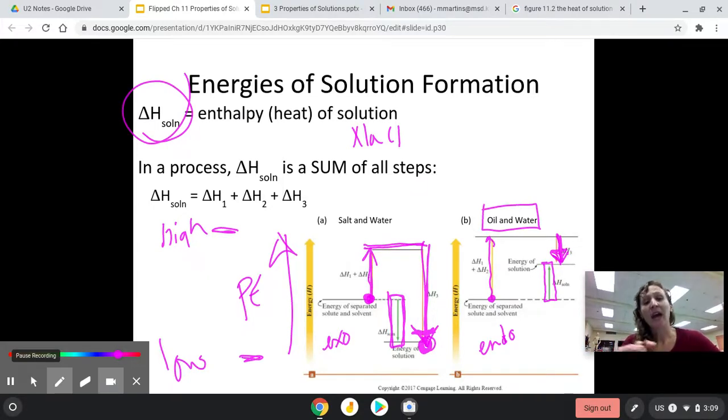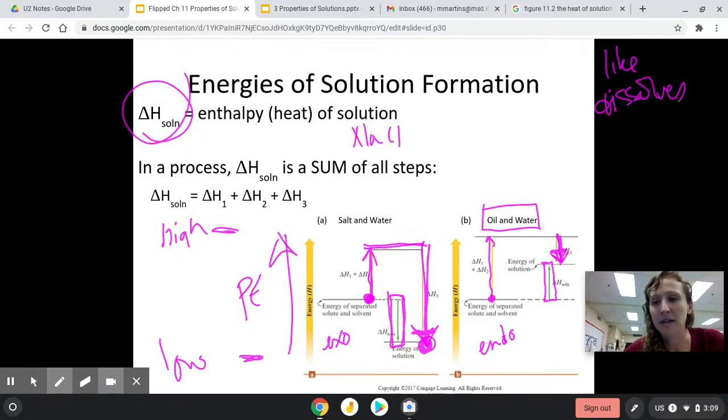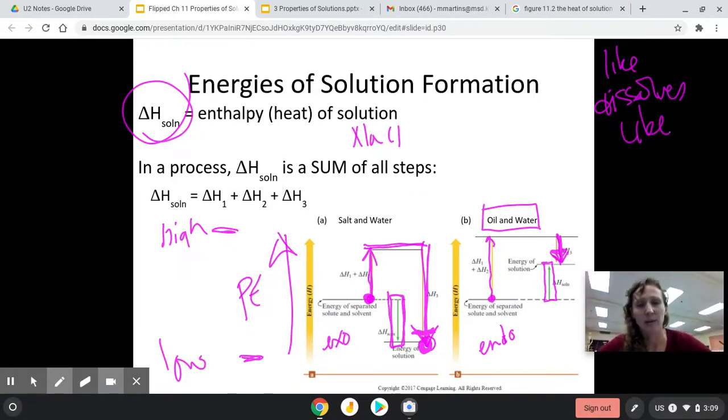Okay, so we have this idea of the heat changing through a reaction, of these solutions forming or not forming. But the guiding principle always goes back to like dissolves like. So when you go into your book problems and they're asking you what's more likely to dissolve this thing, well, it's the molecules that are more like each other.